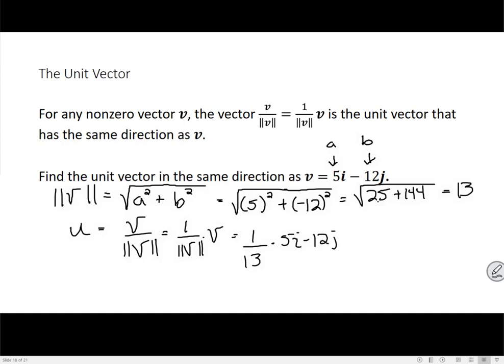Alright, so now we have to recall our last video where we learned to scalar multiply vectors in position format. So what we're going to do is take that magnitude and distribute it to the a and b component, or the i and j component, the x and y component, whatever you want to call it, of my vector. So really this is 5 over 13i minus 12 over 13j. And that is how you find a unit vector.